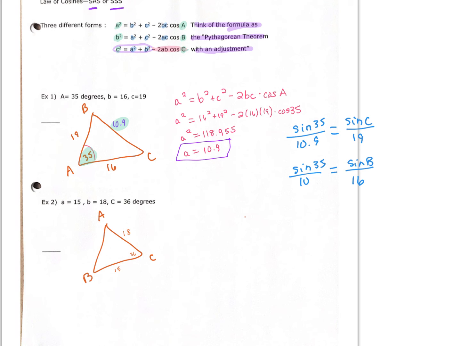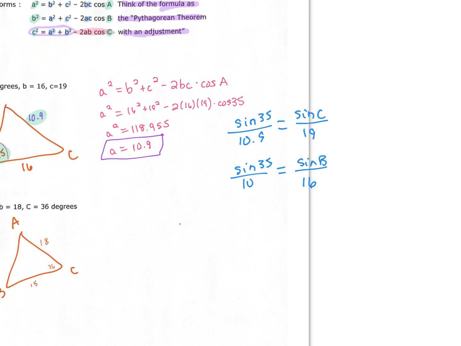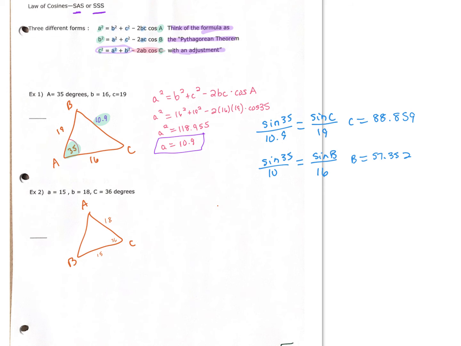Okay, Katie, go quickly. All right, so what do we get here? Let's see. If we plug in, we should get that C is 88.859 and B is 57.352. Okay, as soon as she gets back.